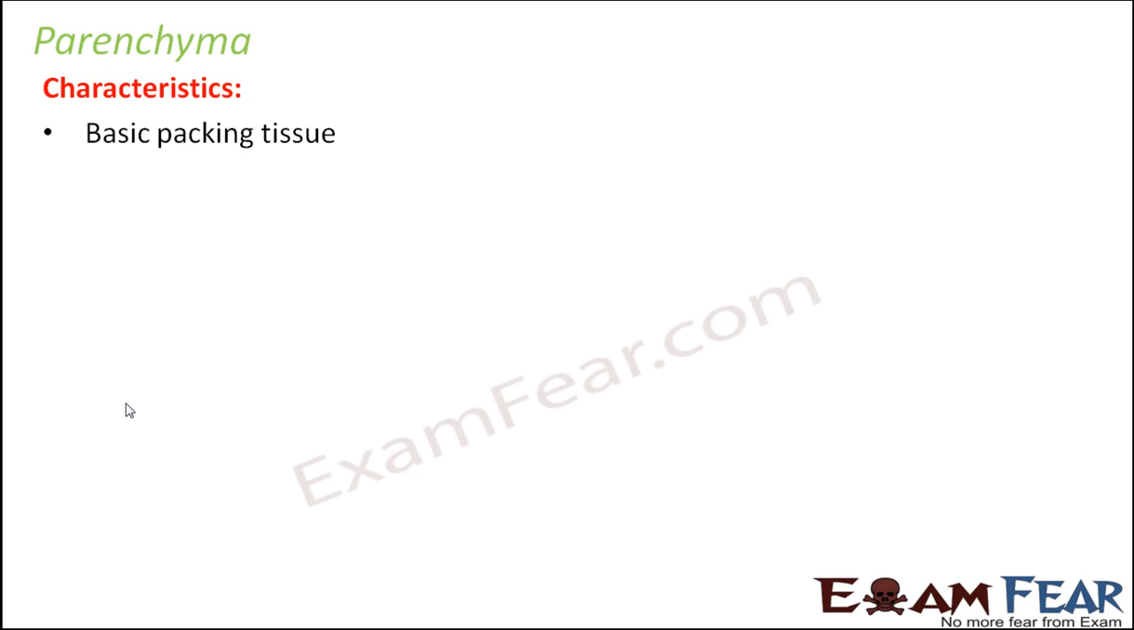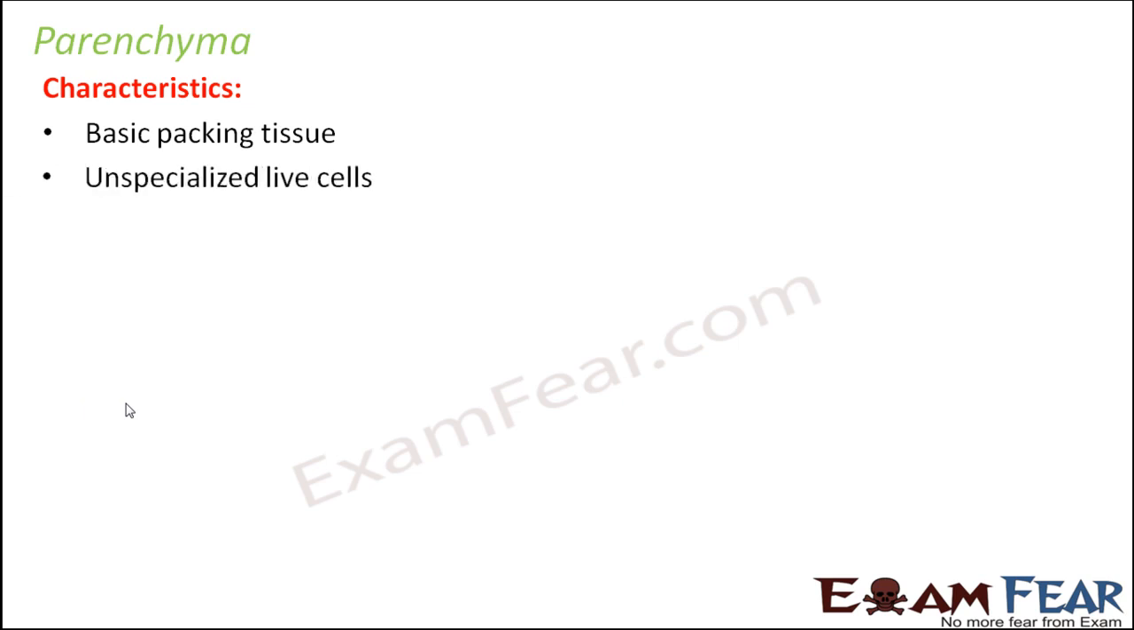These are the basic packing tissue. So that means wherever inside the plant body, basic packing tissue in the sense, wherever some gap is left over, that gap is filled over by parenchyma. So we call it a basic packing tissue. In order to pack the entire thing, tissue should be present everywhere, right? So wherever the empty spaces are there, you just fill it up with the parenchyma tissue. So the basic packing tissue is parenchyma.